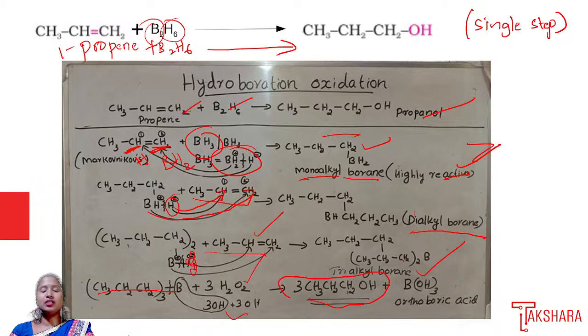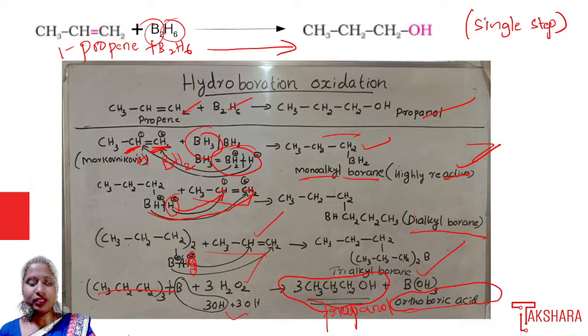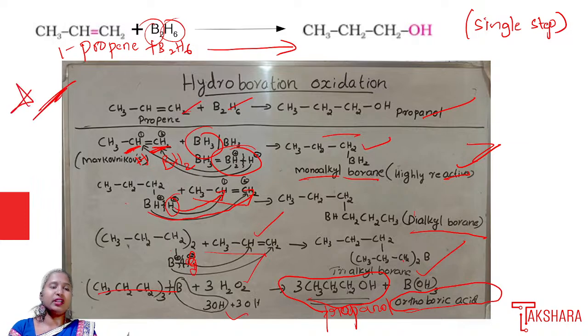The product is in the form of alcohol. We call it as propanol ಅಂತ ಹೇಳ್ತೀವಿ, with the formation of a byproduct orthoboric acid. So orthoboric acid ನಮಗೆ ಪ್ರಾಡಕ್ಟ್ ಆಗಿ ಸಿಗುತ್ತೆ. And the main product is what? Propanol. Propanol is the main product and orthoboric acid is the byproduct. So this question is very very important for 3 mark ಅಂತ ನಾವು ಹೇಳ್ಬೋದು.